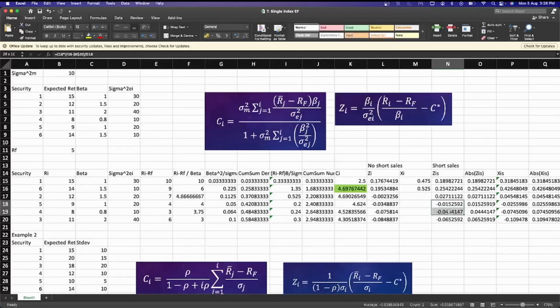This time again we are getting negative values, but that is okay because short sales are allowed. We calculate the absolute values for Zi's. The Xi's, as I said, basically involve Zi divided by the sum of absolute values of Zi's. So that's our Xi's, the final thing that we need. If we calculate the absolute values of Xi and then sum them up, you notice that all these values sum up to the value 1.